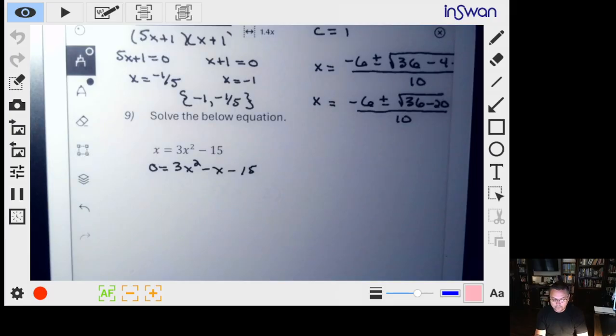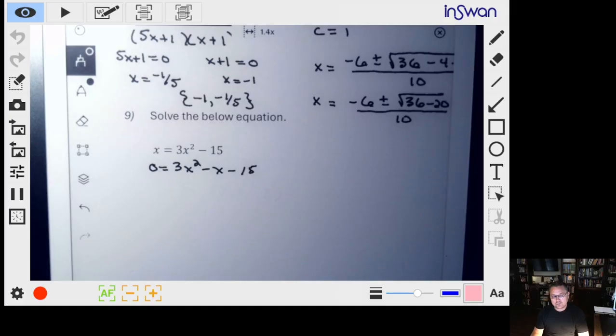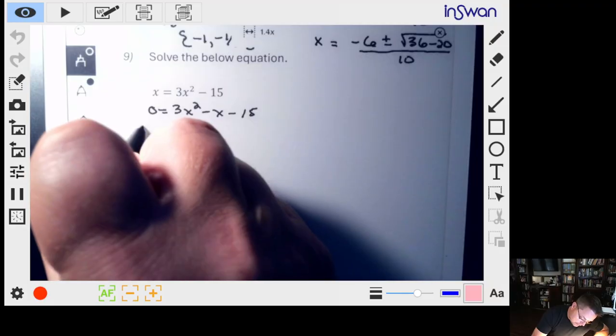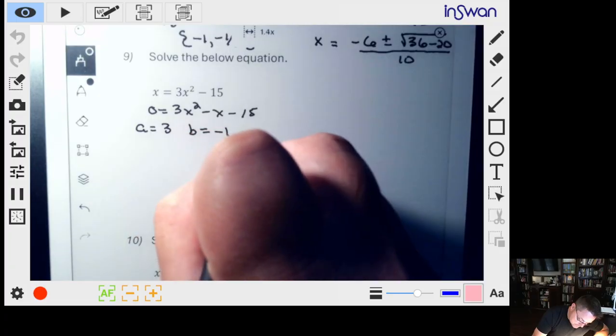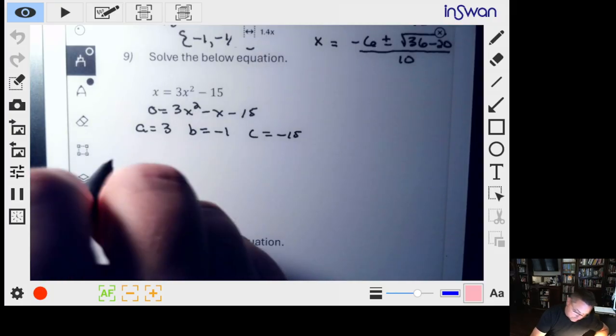And the reason I use the quadratic formula over completing the square is because I have a leading coefficient here, and I just don't like having to do all the tricks with the leading coefficient to make completing the square nice. I think they're more confusing than they're worth. So we have it equal to 0. We'll go ahead and figure out our A, our B, and our C. So A is 3, B is -1, and C is -15. Now we're just going to plug those into the quadratic equation.